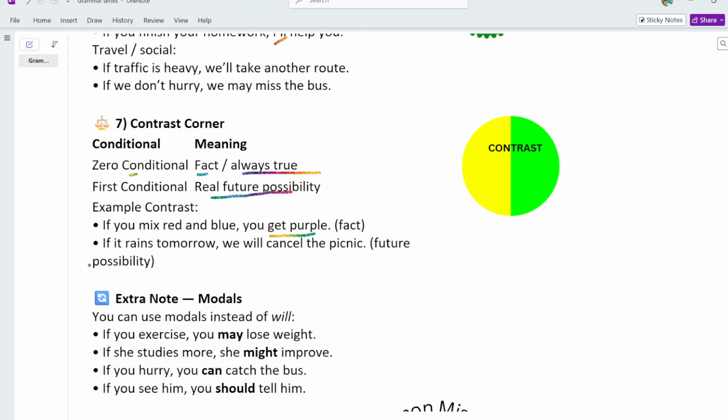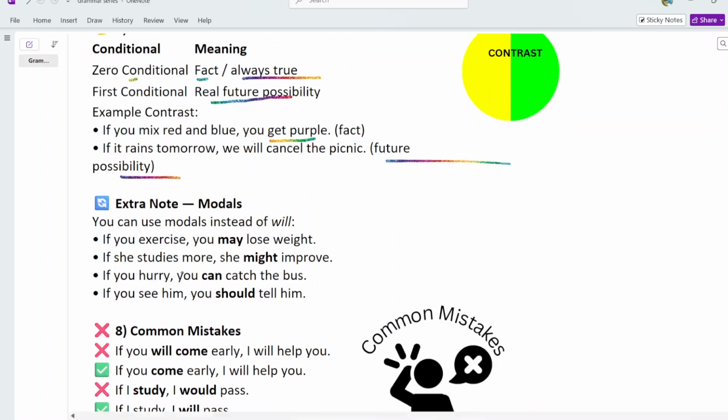Now, the first conditional means that if I say, if it rains tomorrow, we will cancel the picnic. That's a future possibility. Probably I might not cancel it, but there is a possibility that it might rain and we will cancel the picnic. So how is the sentence structure here? If it rains tomorrow, we are just thinking it might rain tomorrow, we will cancel the picnic. That's how it is done.